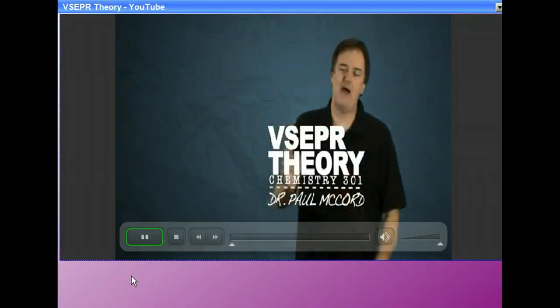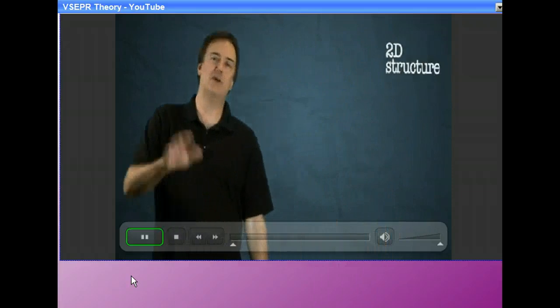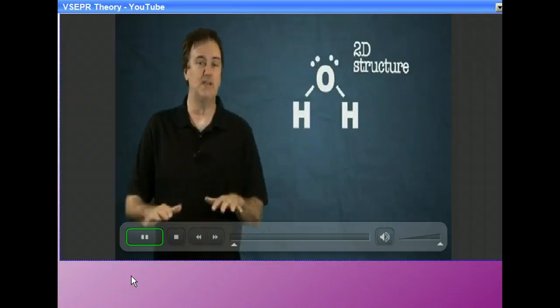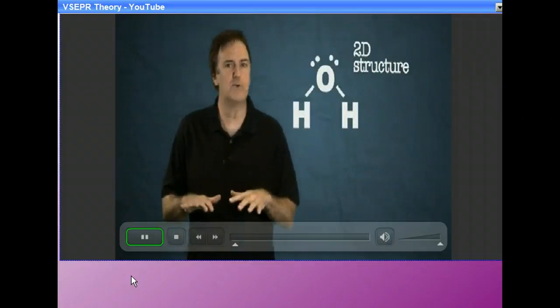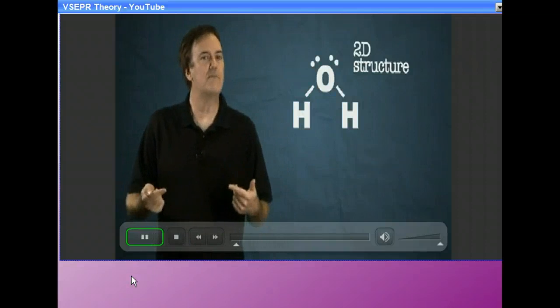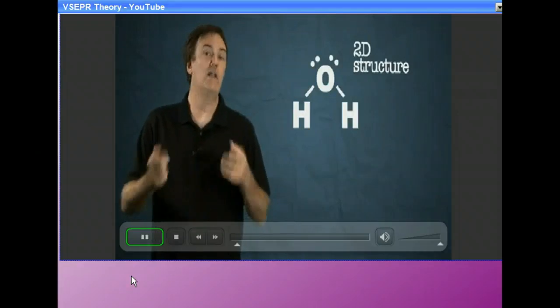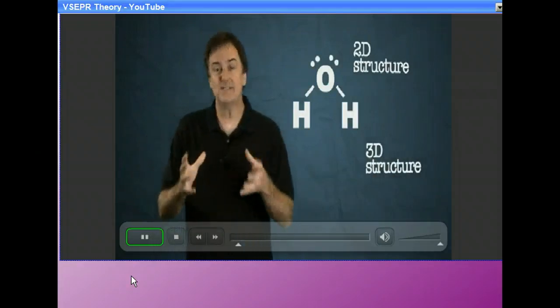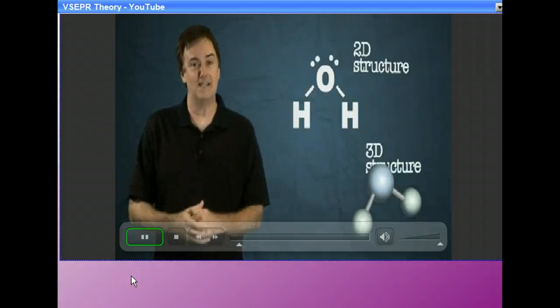After you've mastered how to write electron dot formulas on a piece of paper, which is a flat sheet and we're kind of limited to the two-dimensional world, you have to really start thinking about how molecules really look in a three-dimensional world, because that's the world that molecules actually live in.